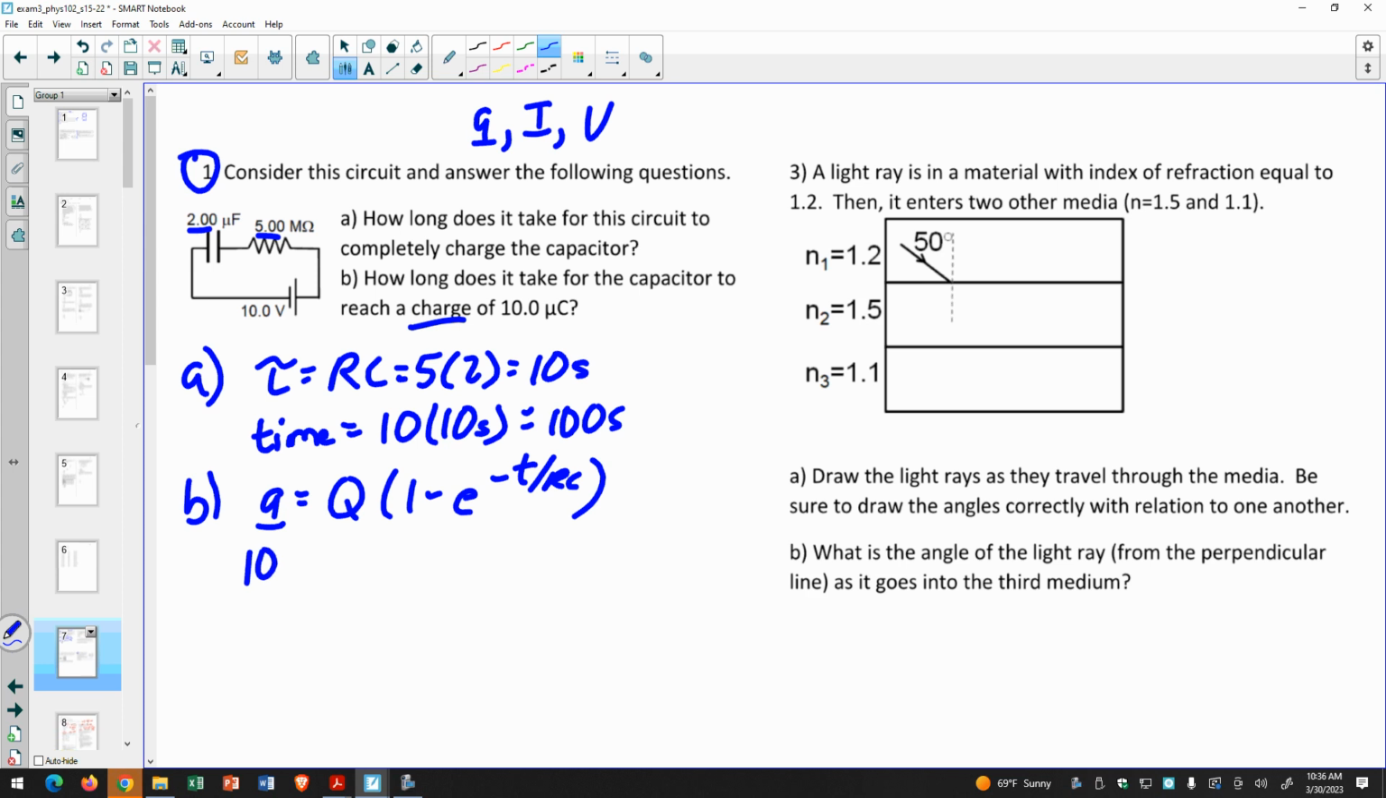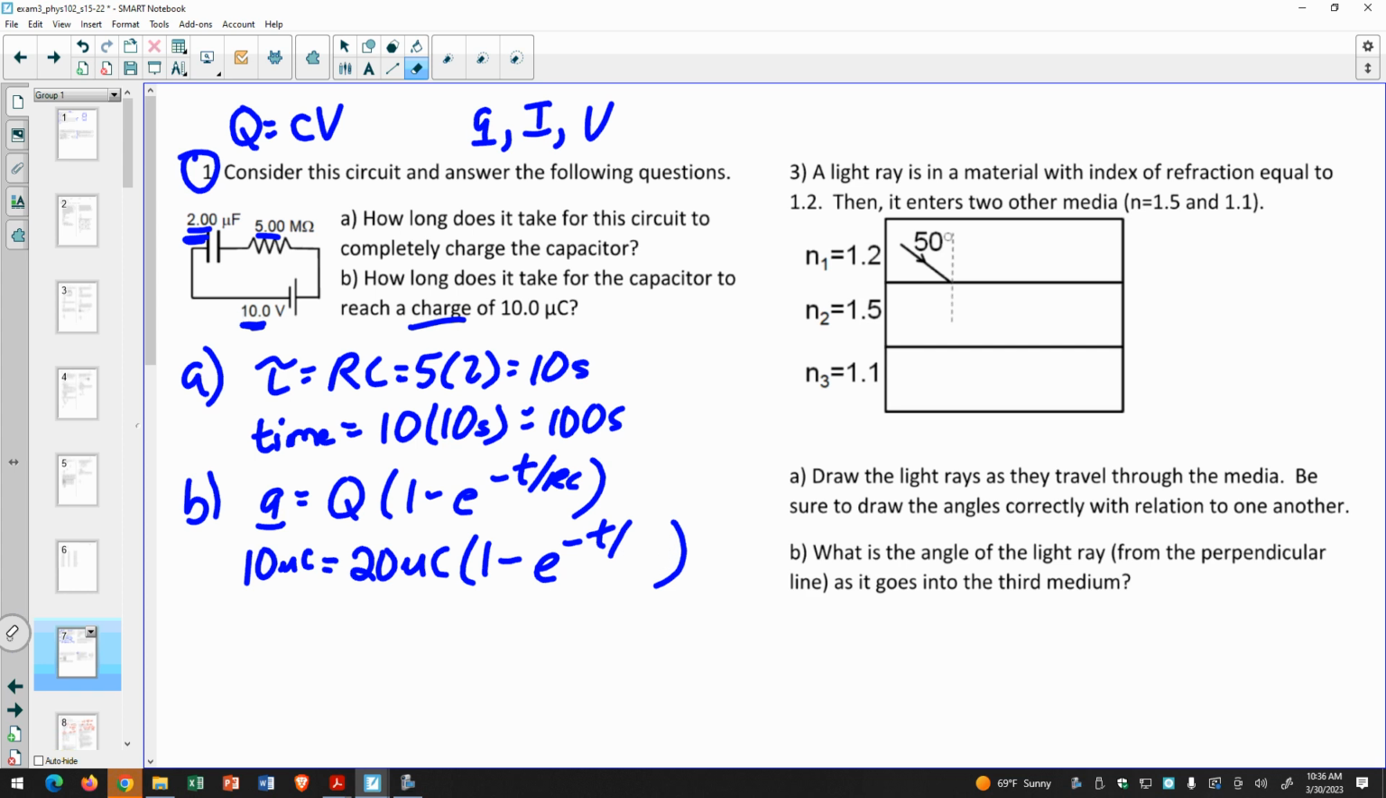Q is 10 microcoulombs. Big Q is C times V. That is the maximum charge that I have. So that's going to be 2 microfarads times 10 volts, or 20 microcoulombs, times 1 minus e to the minus t over RC. And then it's a matter of, actually, I know what R and C are, so I'll put that in. RC is equal to 10 seconds. So then I'm going to have to solve that for t.